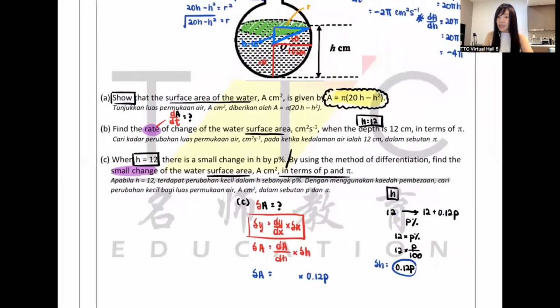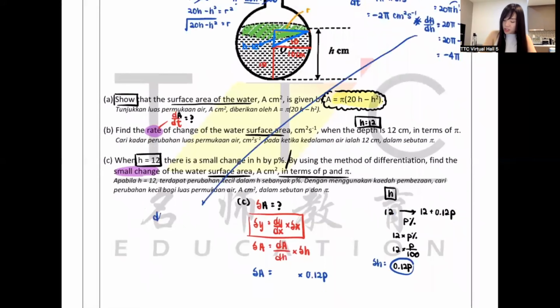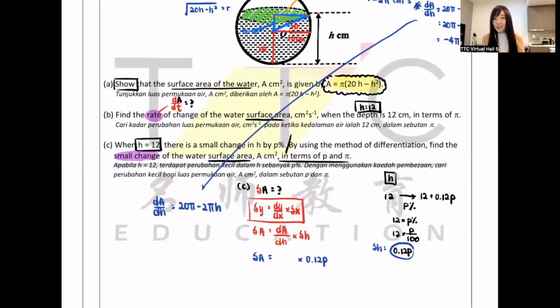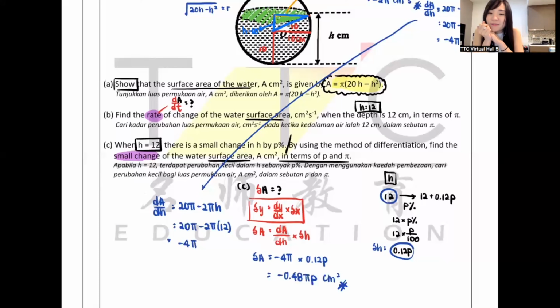Then how about your dA/dH? Just now you guys already did the differentiation, so I just copy from the top. My dA/dH is 20 pi minus 2 pi h. Then my h will sub the original one, 20 pi minus 2 pi times 12, which is negative 4 pi. So negative 4 pi times 0.12p. Are you getting negative 0.48 pi p? Remember for area, put cm squared. Done.